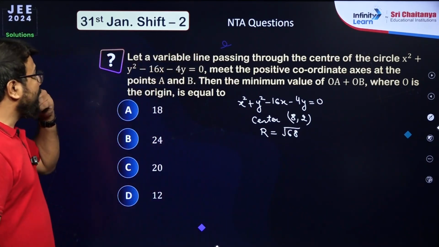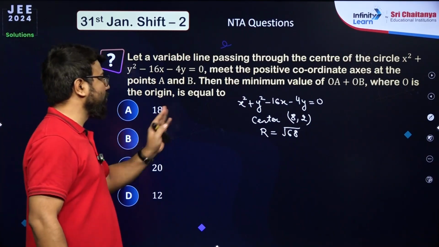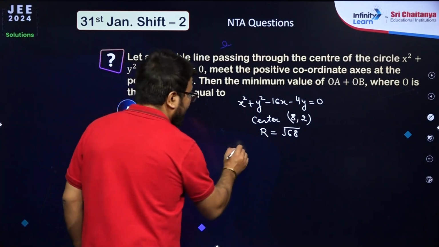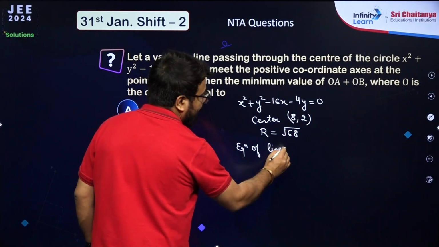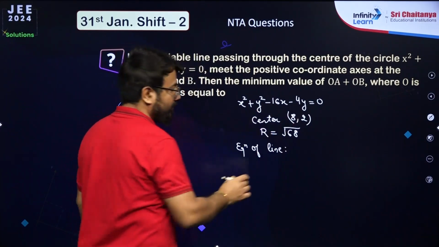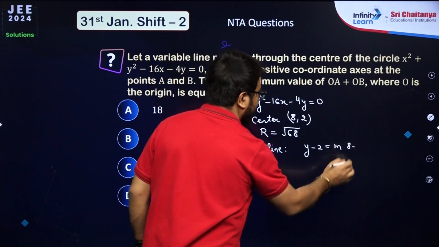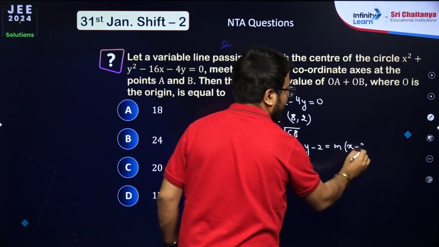Now there is a variable line which is passing through the center, meeting the coordinate axis at the points A and B. Then we need to get the minimum value of OA plus OB. So let the equation of the variable line passing through the center be y minus 2 is equal to m times x minus 8.